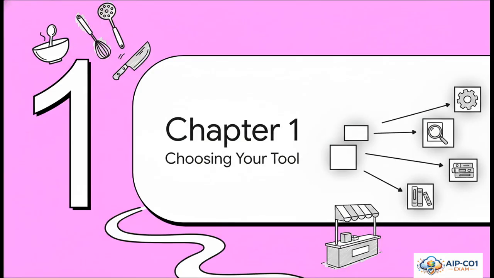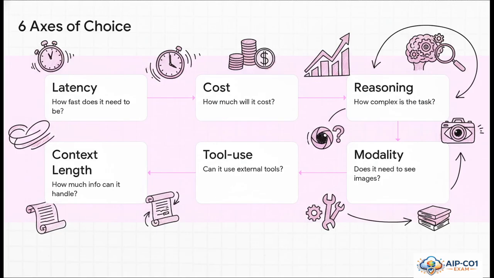So, let's get started. Chapter 1. You're in the AI food court, and the first thing you have to do is decide what you're going to order. This is all about choosing your tool, which in our case is the foundation model. Now, picking a model isn't just about finding the smartest one. It's really about finding the right one for your specific job. And that means you're doing a balancing act across 6 key things: latency, cost, reasoning, modality, tool use, and context length. Nailing this balance from the get-go is probably the most important first step you can take.